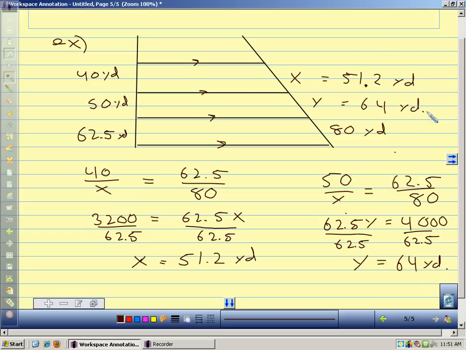So using the side splitting corollary, I set up my proportions, and I can figure out x and y. And if we had more that we had to figure out, we could figure out as many of them as we wanted because they'd have to have the same ratio. Questions on that?